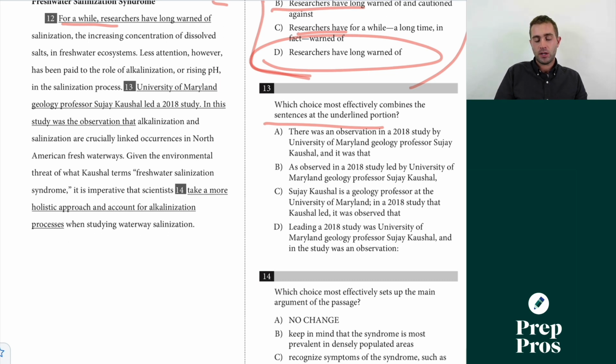University of Maryland geology professor Sujay Kaushal led a study in 2018. In this study, right, there's our redundancy, was the observation that it was that, this is redundant. In a study that was led, it was observed that, redundant. Same thing here, redundant. Our most concise answer is correct here for 13. Not always the shortest, but it's a great place to start.